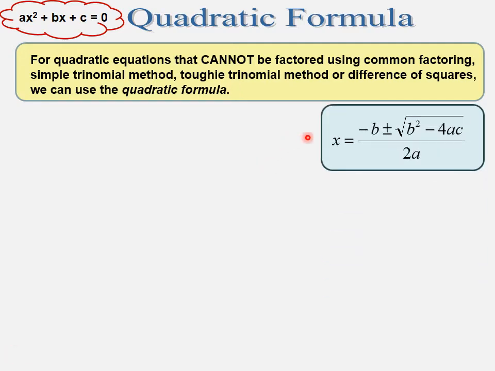So here it is. It's written as x equals negative b plus or minus the square root of b squared minus 4ac, all divided by 2a.